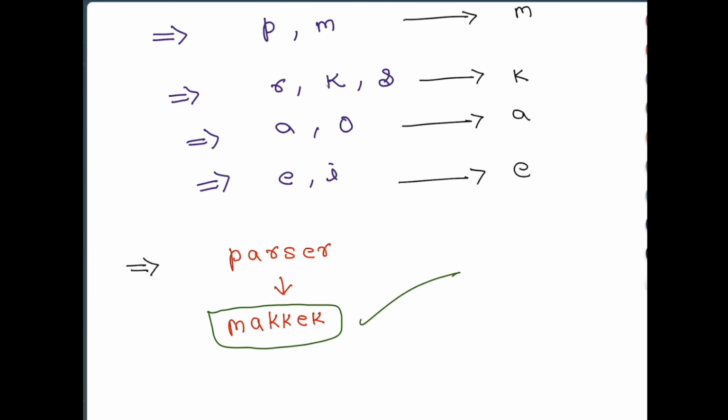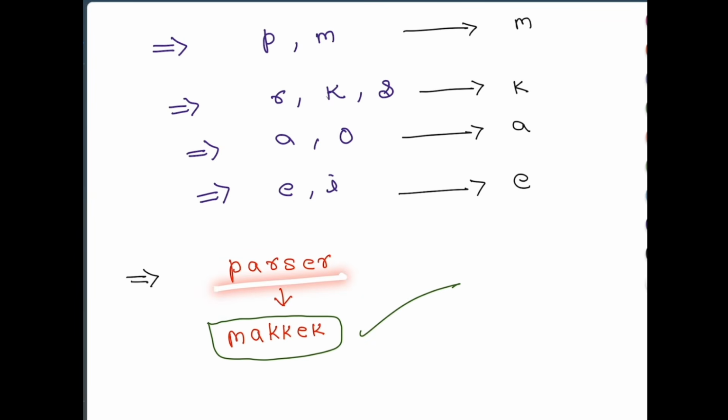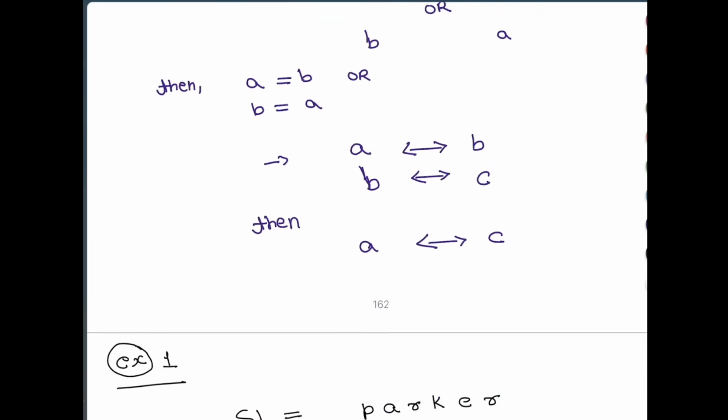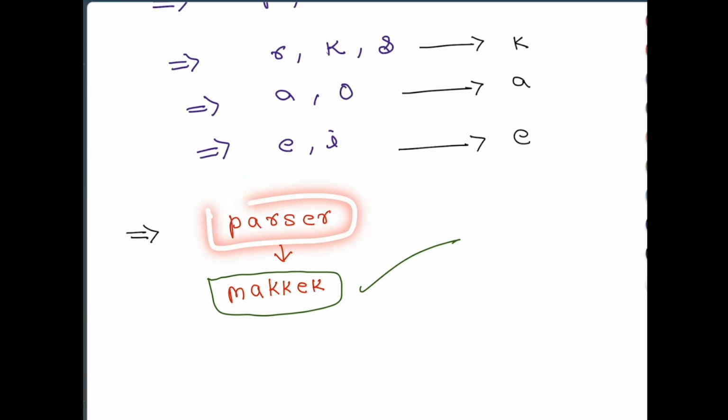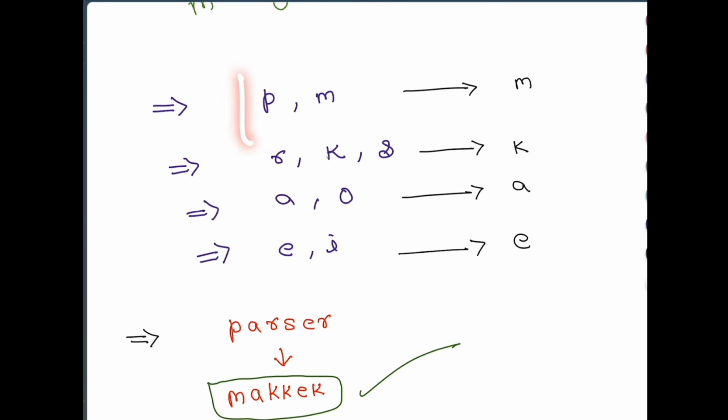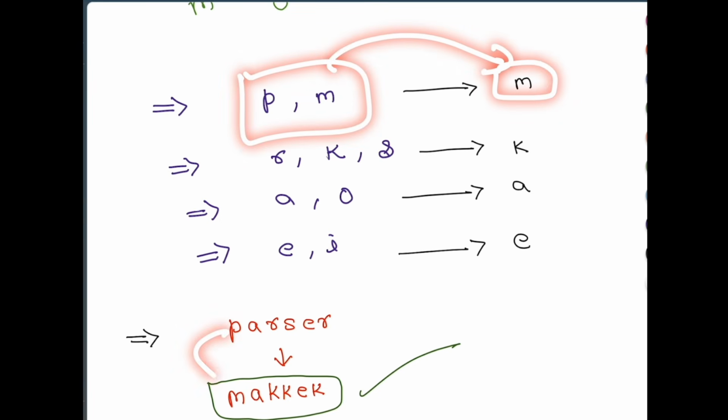Now what you need to do is convert your base str. The output which we need to give is the lexicographically smallest representation of the string base str. So we need to do the conversion in base str, which is parser right now, P-A-R-S-E-R. Now we need to replace each character in this particular string with some other character. Now p will be replaced with m, and why? Because p belongs to this group, and for this group the smallest character is m. So p will be m.